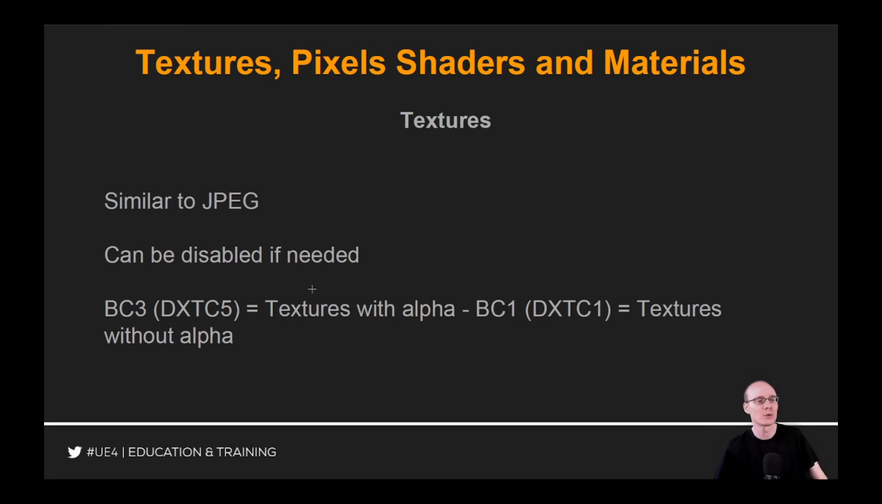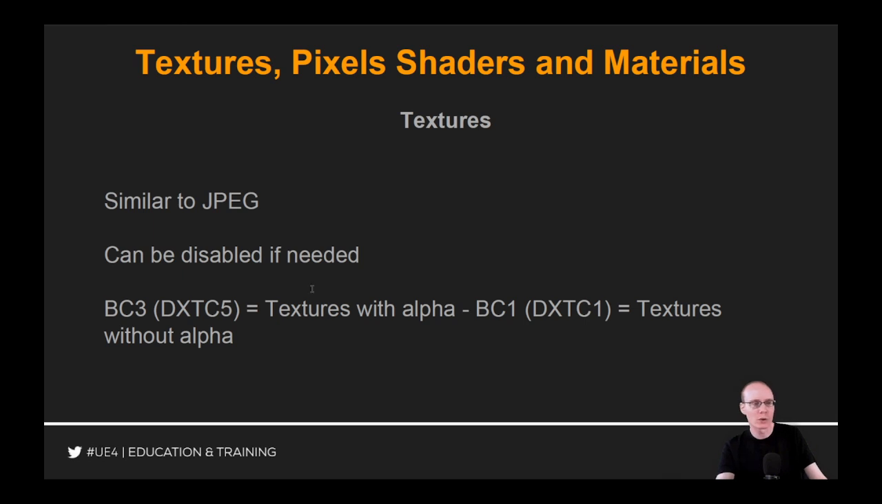Now the compression is similar to JPEG in a sense. In the same sense that if you zoom in on it and it's heavily compressed, you're going to start seeing these kind of blocky structures in it. BC3 or DXTC5 is used for textures with alpha. BC1 or DXTC1 is used for textures without alpha. So those are the most common types. DXTC1 or 5, or if you wish BC1 or BC3. That's what you're going to use most of the time. So anytime a texture has no alpha, it becomes BC1. Anytime it has alpha, it becomes BC3.